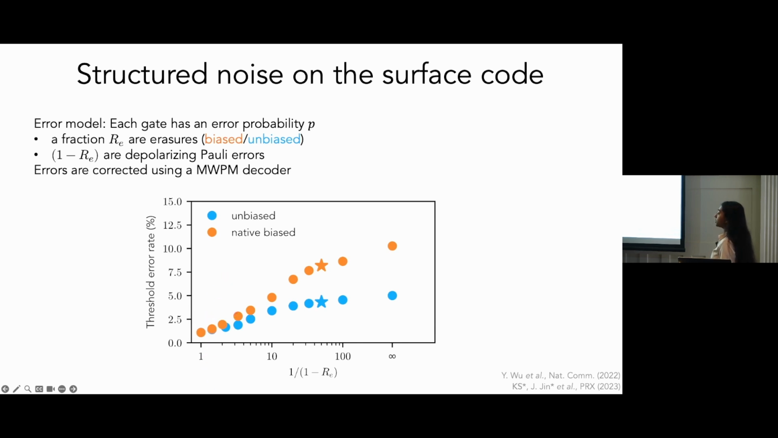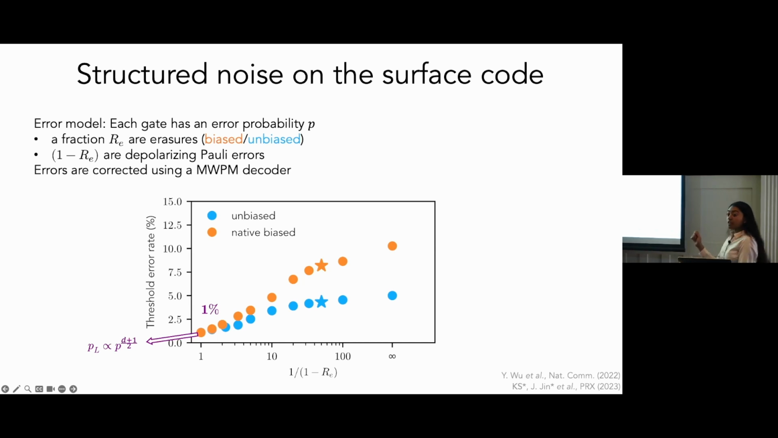And threshold error rate, for people unfamiliar with error correction, is this: if your physical qubits experience errors at a rate below threshold, you can achieve exponential suppression of the logical error rate with increasing system sizes. So you want to be below threshold. As we expect, at 0 erasure fraction, our threshold is 1%. And if you're below threshold, you achieve a logical error rate suppression that goes as d by 2, approximately.